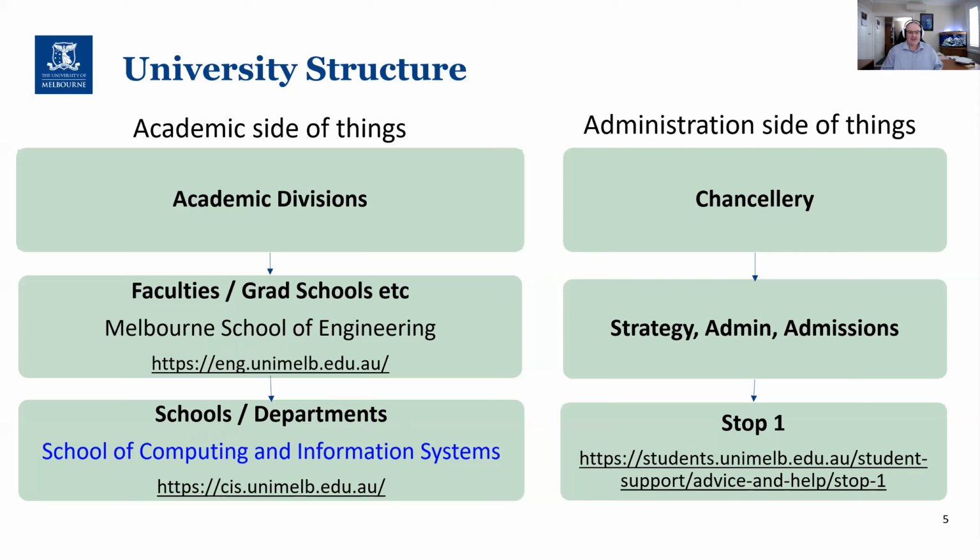On the other side of things is the strategic planning, the admin side of the university. So you have the Chancellery, that then has people doing strategy, admissions, and COVID-19 response. And underneath that is Stop 1. Stop 1 is the place to go for everything related to the admin side of things, and we'll have quite a number of slides talking about what Stop 1 does in a few minutes.